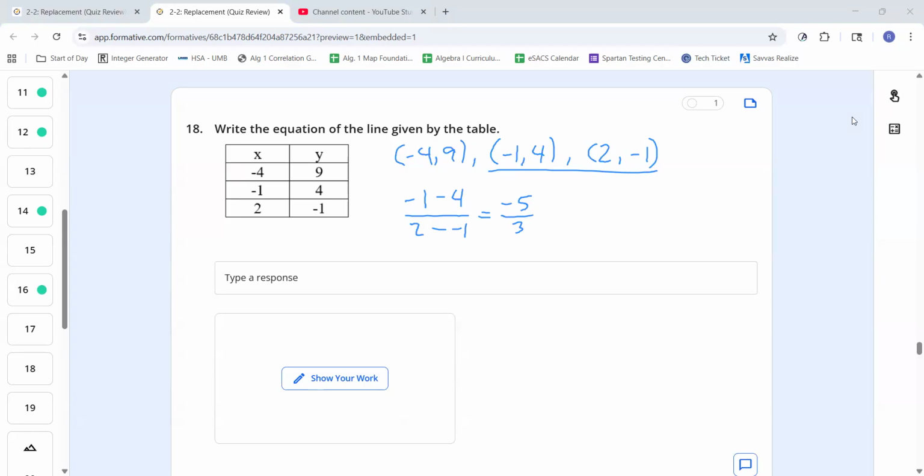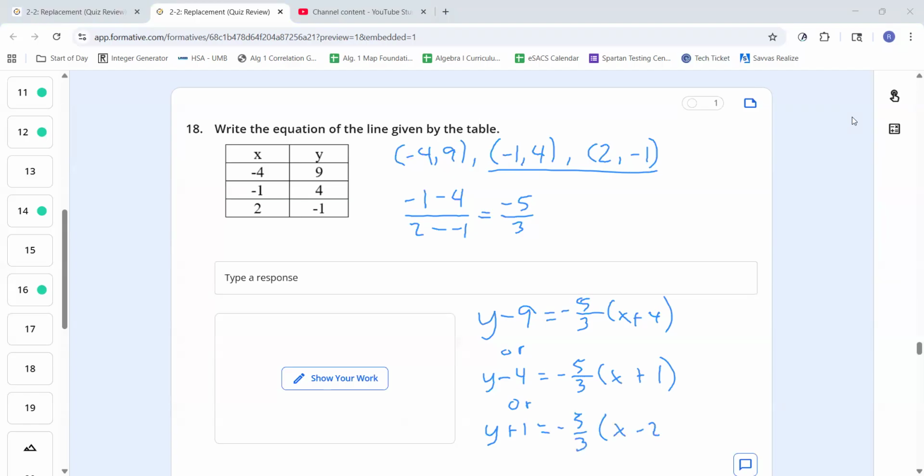I'm going to go ahead and do it in point slope form first. And I have 3 choices for my points. I can do the first one. So it'd be y minus 9 equals negative 5/3 x plus 4. Okay. Or I could do y minus 4 equals negative 5/3 parentheses x plus 1. Or I could do y plus 1 equals negative 5/3 x minus 2. I could do any of them.